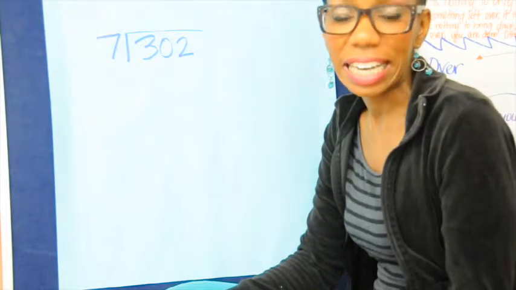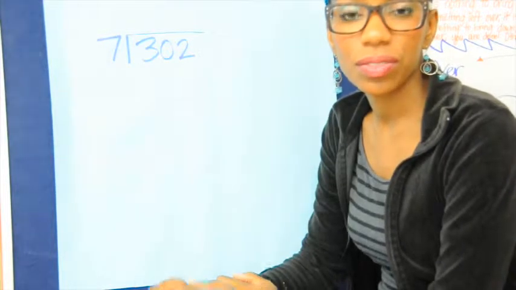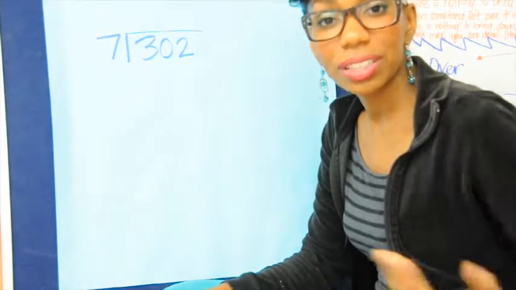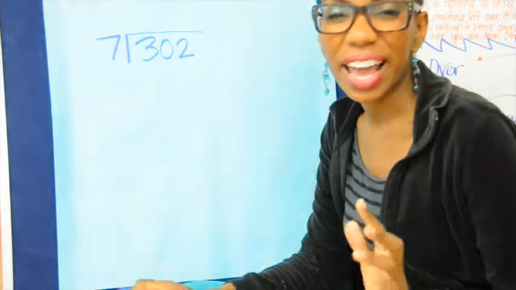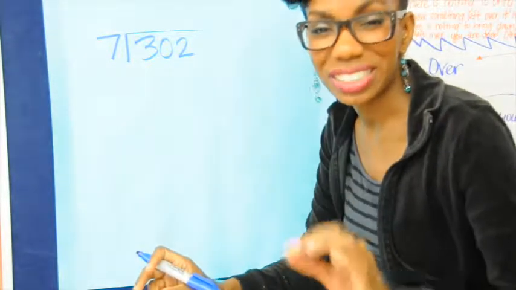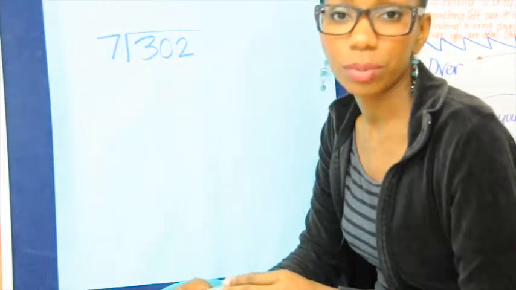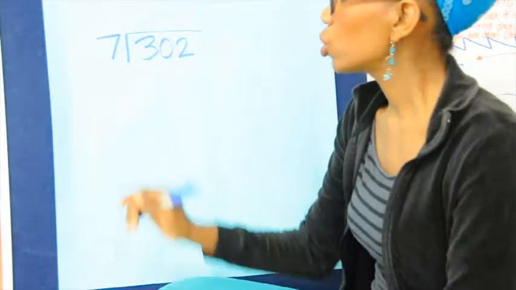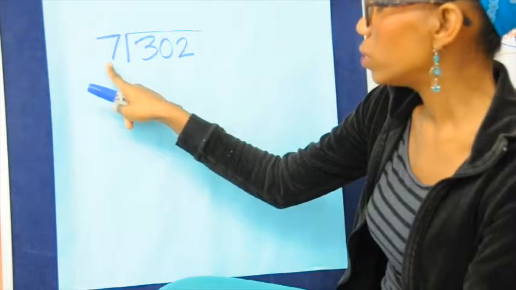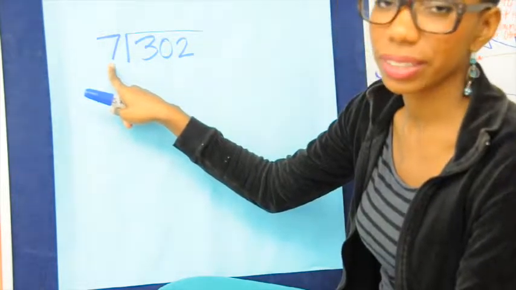Boys and girls, in today's video, we're going to talk about dividing with remainders. Now, in the last video, we never had anything left over that didn't divide all the way in evenly. So this time we're going to have numbers where there is a remainder. So looking at this problem, I have 302 divided by 7.